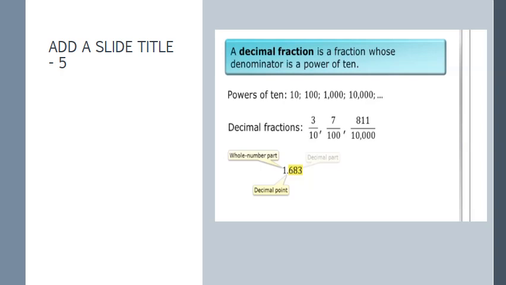When your power of 10 is in the denominator of your fraction, it makes it really easy for conversion. But before we talk about conversion, I'm going to discuss the actual decimal.